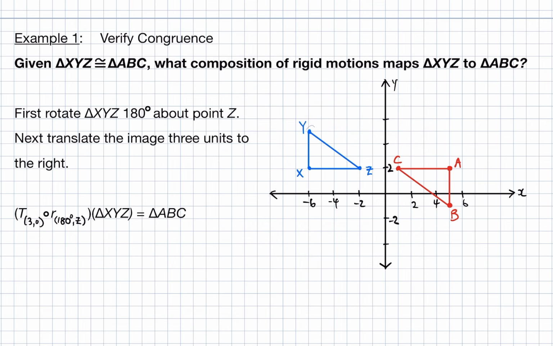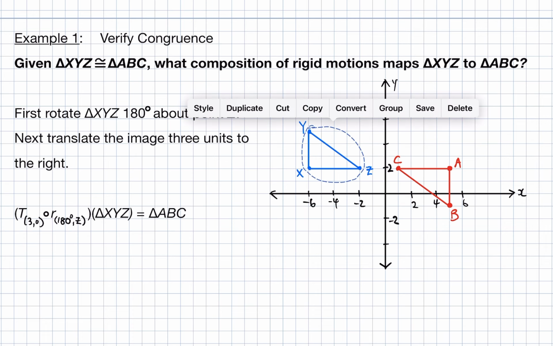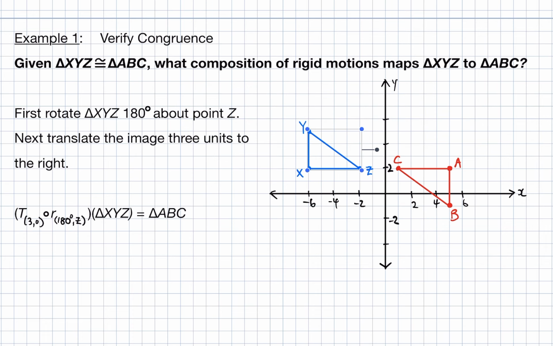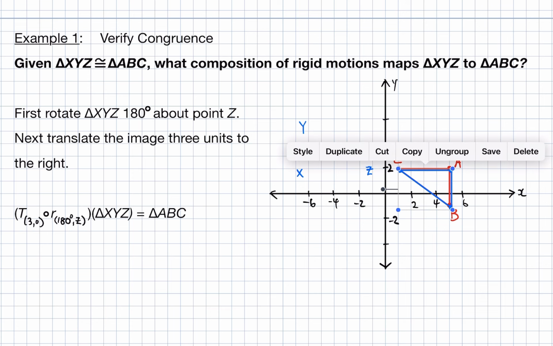So if I were to rotate this about point Z, now it lands over here. We've essentially rotated 180 degrees about point Z. So Z is our pivot point, and we're rotating this whole thing by 180 degrees. And then the next step says to translate the image 3 units to the right. Okay, so we're going to move this 1, 2, 3 units to the right. And when we do, you'll see that it lands exactly on triangle ABC.